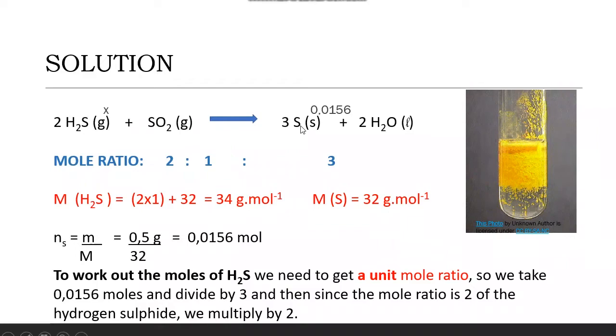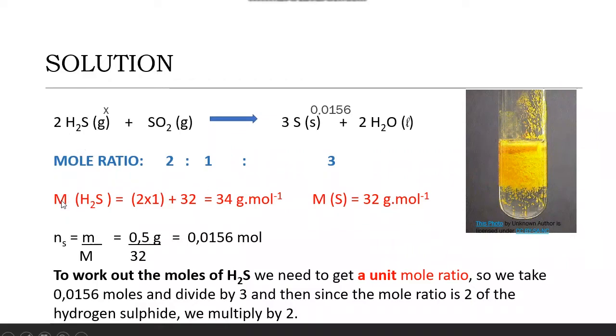Now we need to work out the comparison of the moles. So the mole ratio is critical. We cannot compare across from grams to moles. We have to all work on the mole road. So this is 2 is to 1 is to 3. We're only interested in this one and this one, so it's good to write the mole ratio below.